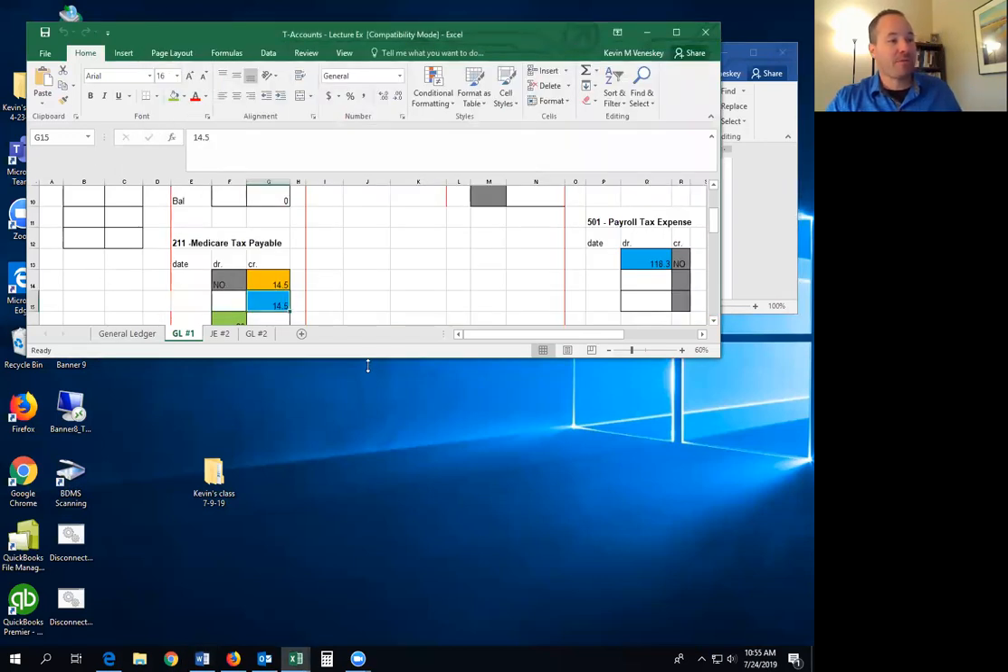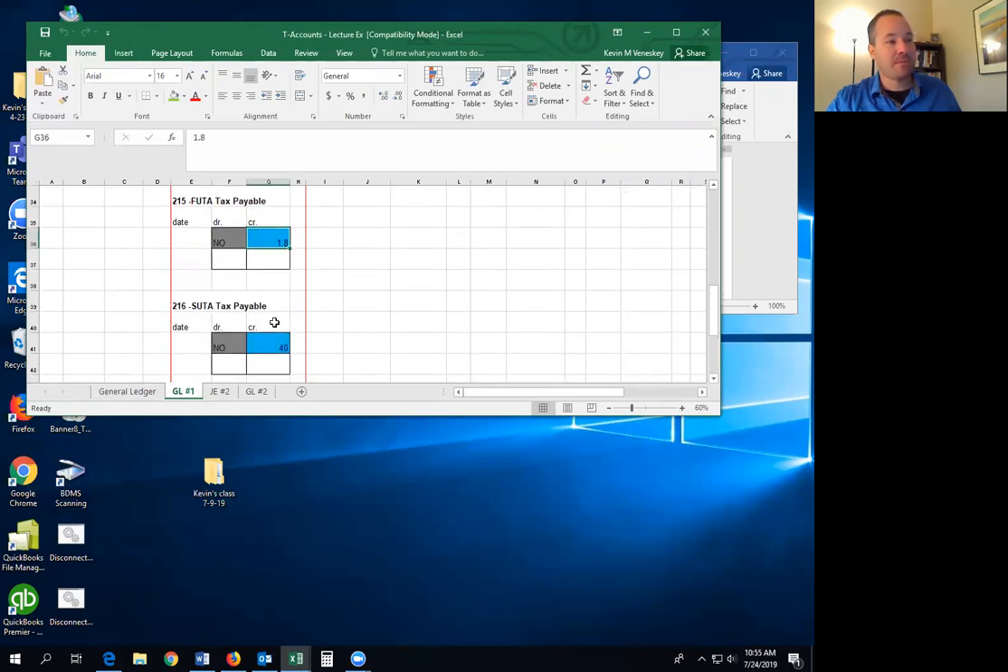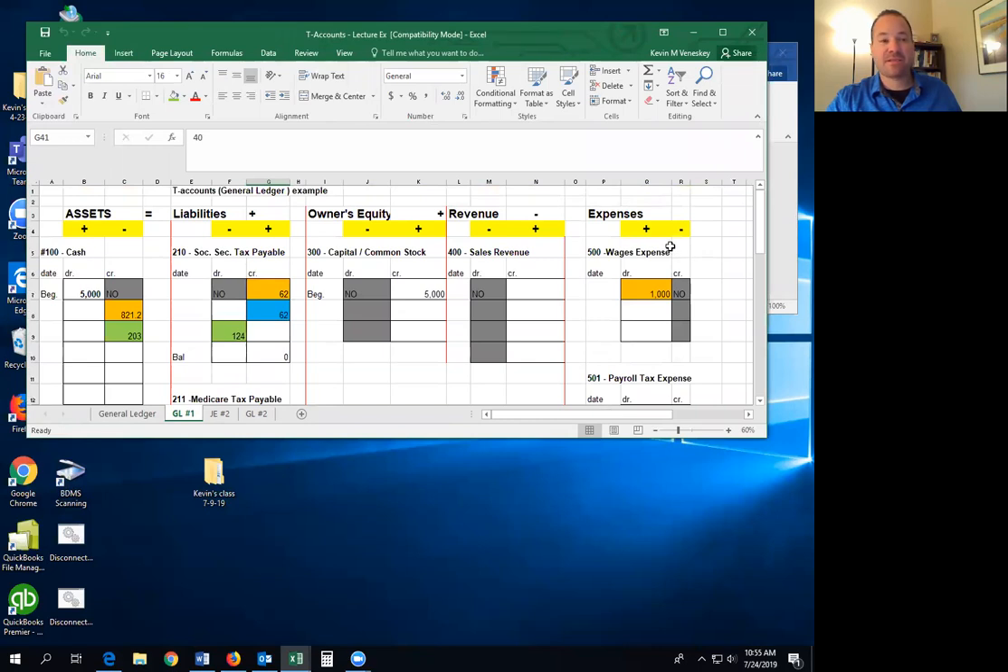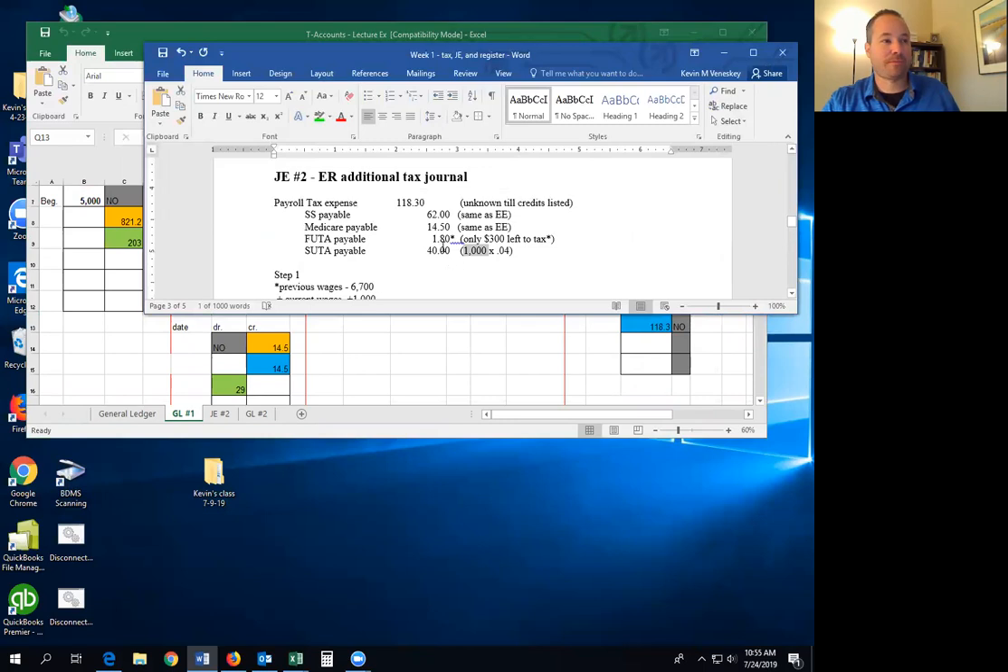So I put in the $1,450 for Medicare. We come down to my FUTA and SUTA, $1.80 and the 40 bucks. And then I come back over to my expenses, and just below my wage expense, I put in my payroll tax expense amount, the $118.30 that I just did in my journal.